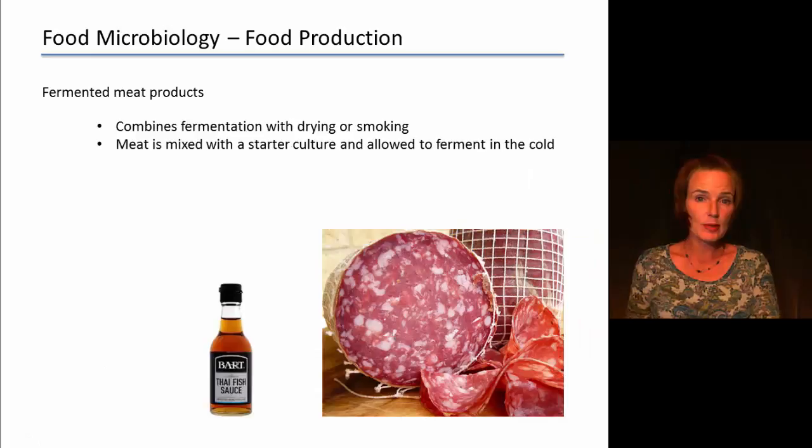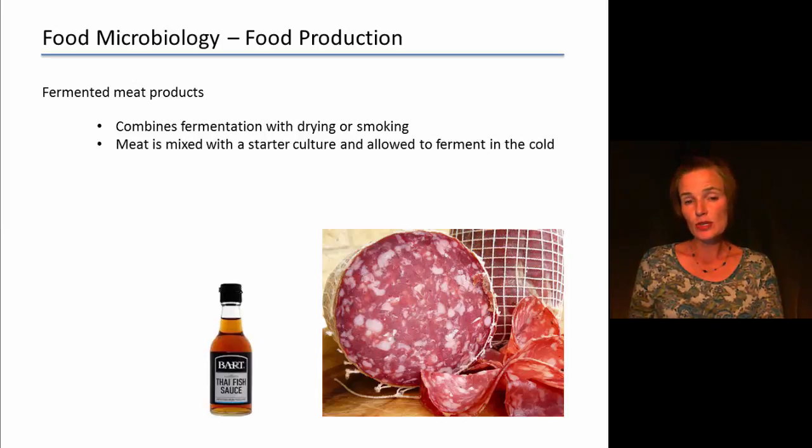Fermented meat products are going to be produced when we combine fermentation with drying or smoking. In this case, the meat is going to be mixed with a starter culture, and then the meat and the starter culture are going to be incubated at a relatively low temperature, and the fermentation process is going to be allowed to take place. The meats that we're talking about would include things like salami, and then we also have other products like fish sauce, which are really the result of this overall fermentation process. In that case, it's fermentation of fish that would be producing the fish sauce.